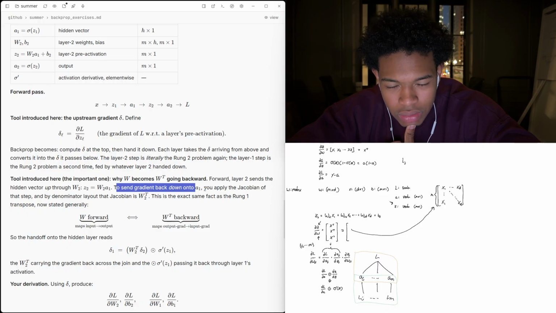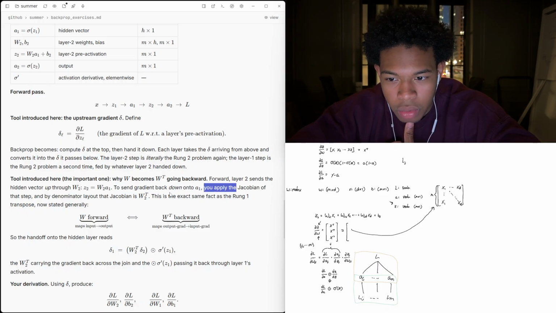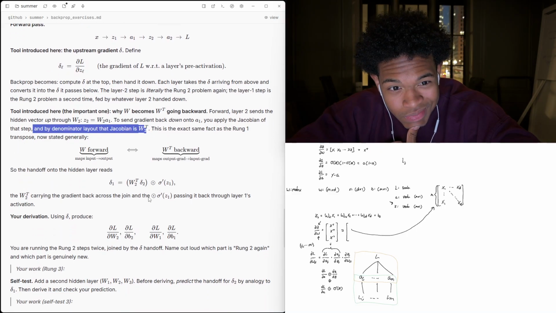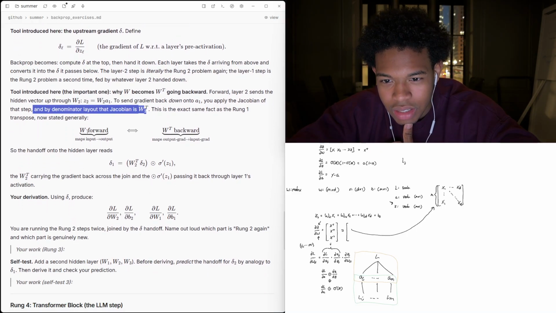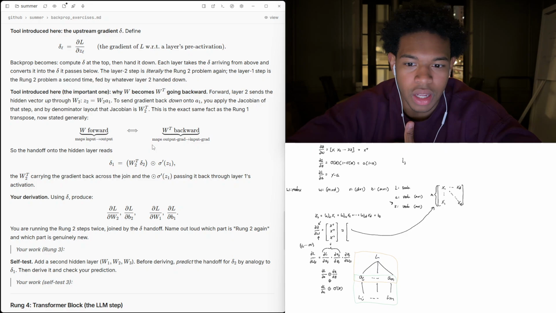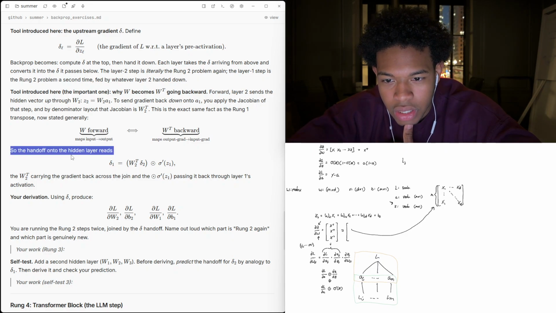What does that mean? You apply the Jacobian of the step, and by denominator layout, that Jacobian is W2 transpose. It's not clicking. English out loud, not too helpful. Maps input to output, sure. Maps output grad to input grad. Sure, maybe. If we're multiplying things, sure. But not if we're stacking gradients. You know what I mean? So the handoff onto the hidden layer reads.